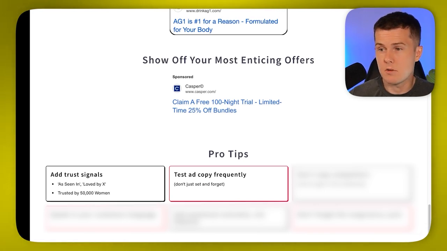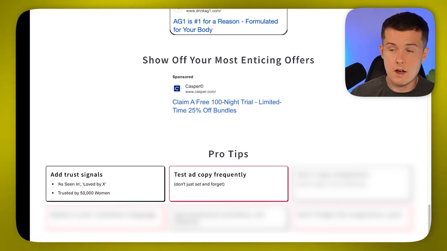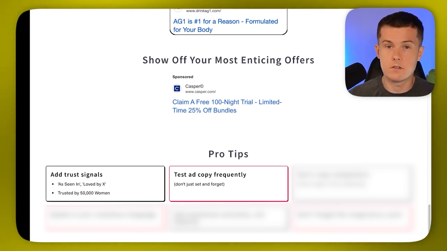Secondly, test your ad copy frequently, because the best advertisers, they're constantly testing new angles, new headlines, new messages. So don't just set it and forget it like so many do with Google Ads. Instead, you have to realize that your market is always evolving and your copy should be too.